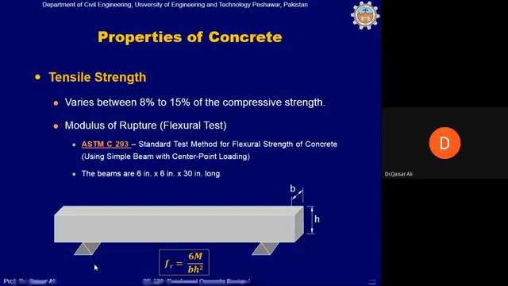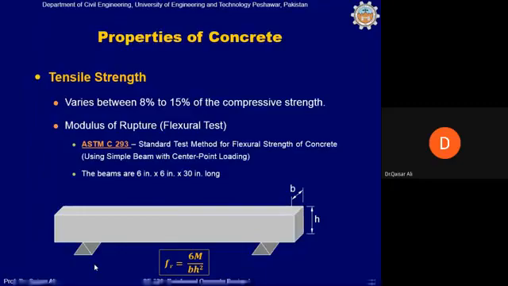ASTM C293 basically covers the tensile strength of concrete, and this is called the standard test method for flexural strength of concrete using simple beam with center point loading. The beam is 6 by 6 inch in size, 6 inch wide, 6 inch deep, and 30 inch long, and it is subjected to a point load in the lab. You can do this test very easily. If you are interested, you can come to the lab, talk to the lab in charge, prepare a simple 6 by 6 inch and 30 inch long beam, and test it in the lab, and you can determine the tensile strength of concrete by the equation shown below the beam figure.